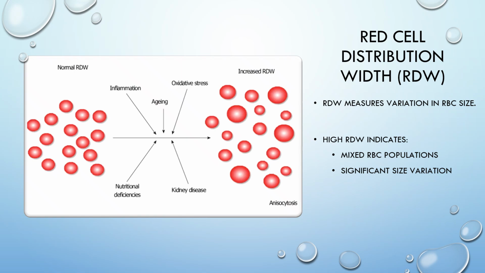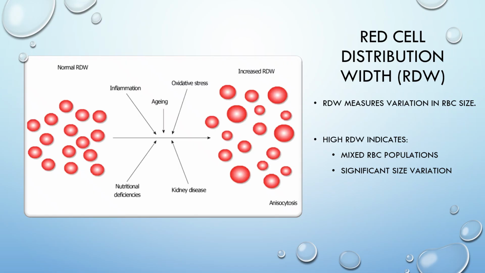The final red blood cell index we'll discuss is RDW, which stands for red cell distribution width. RDW measures the degree of variation in red blood cell size within the population. In simple terms, it tells us how uniform or non-uniform the red blood cell population is. If most of the cells are roughly the same size, the RDW will fall within the normal range. That indicates a relatively consistent red blood cell population. But if the analyzer detects a wide range of cell sizes, some small, some large, the RDW increases.